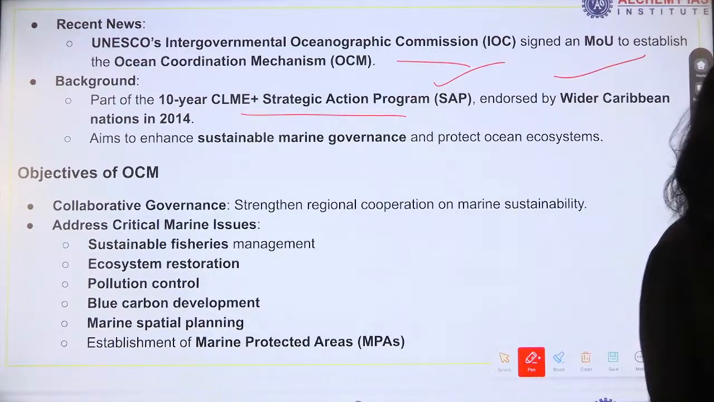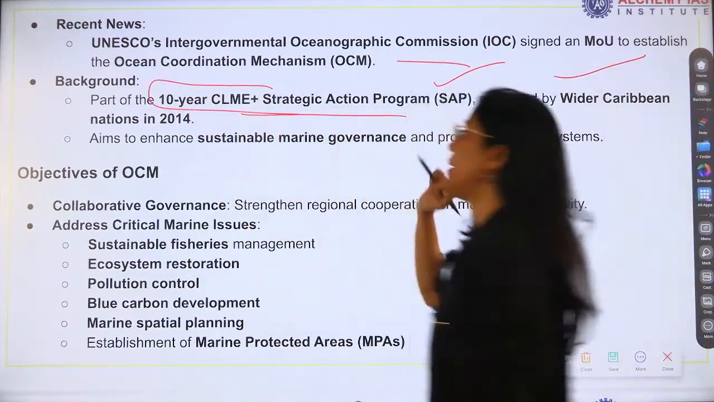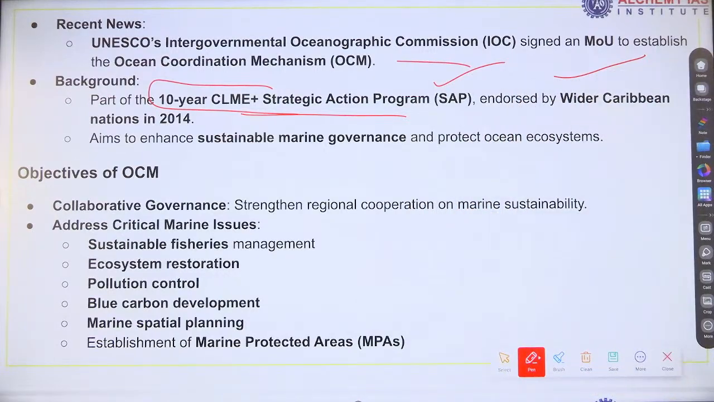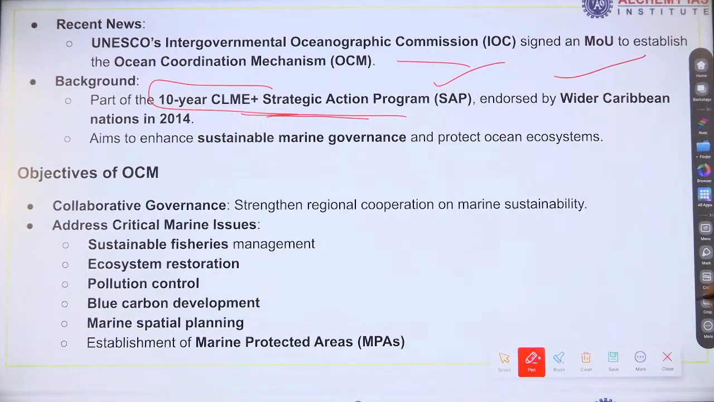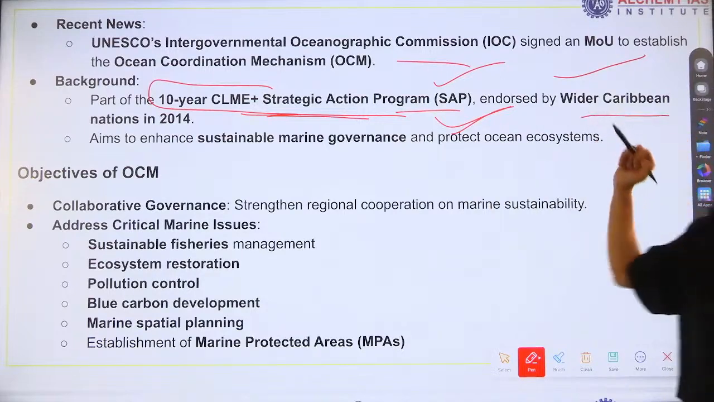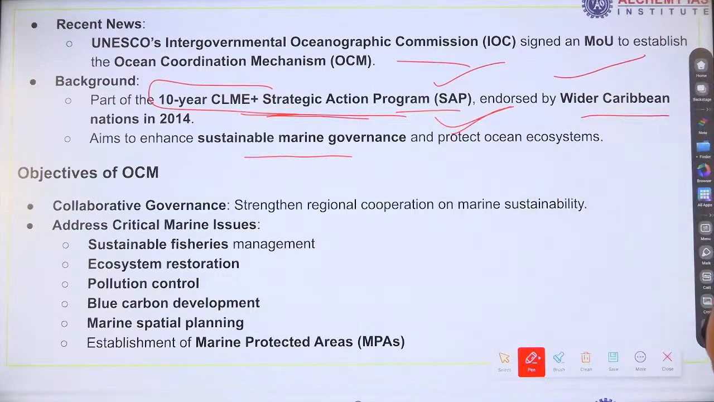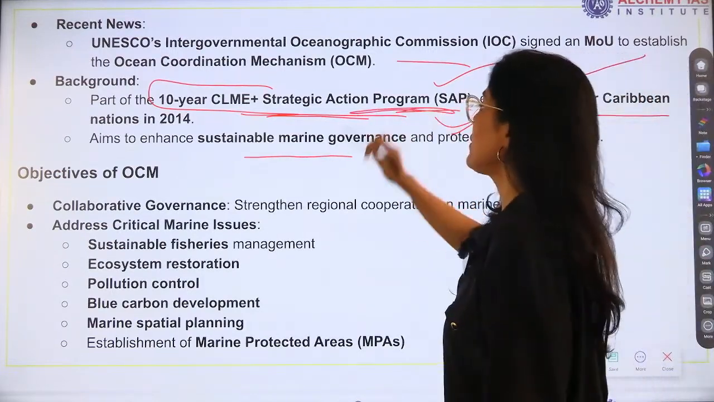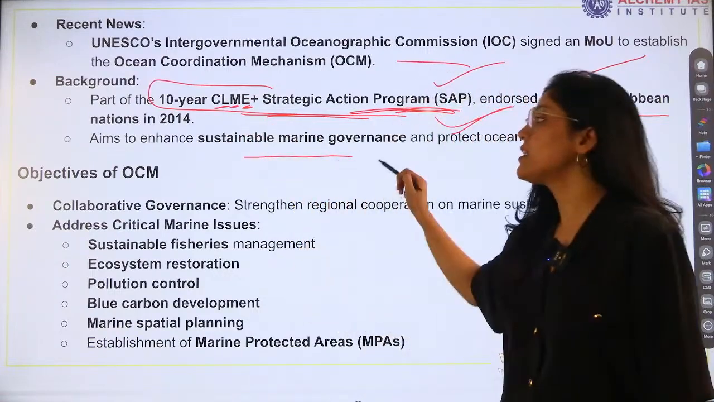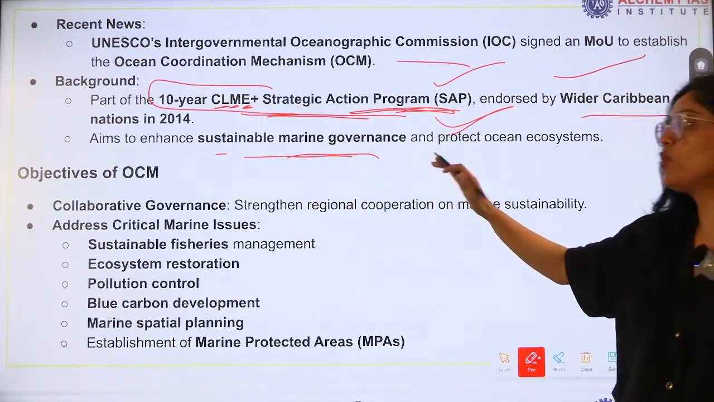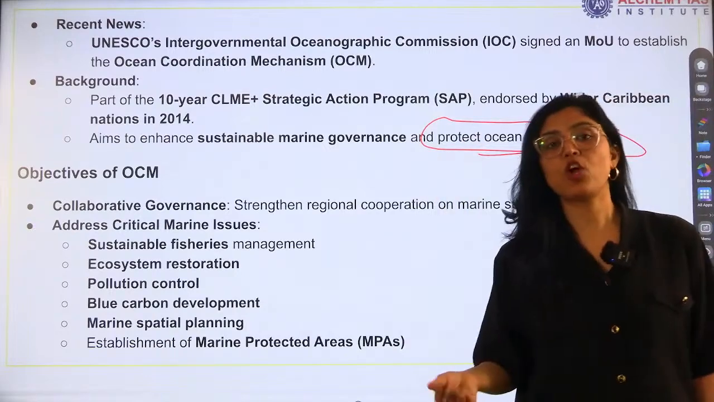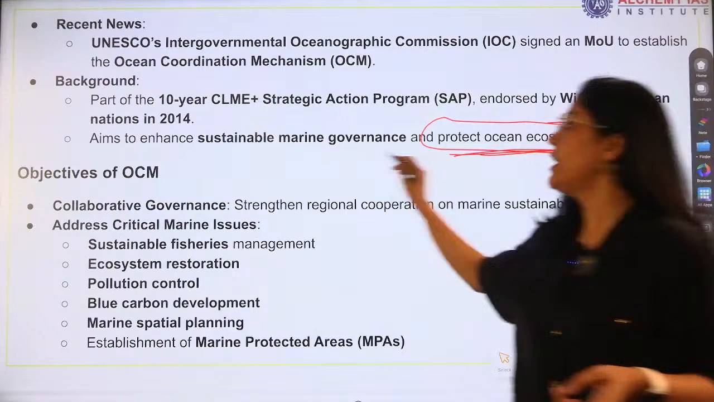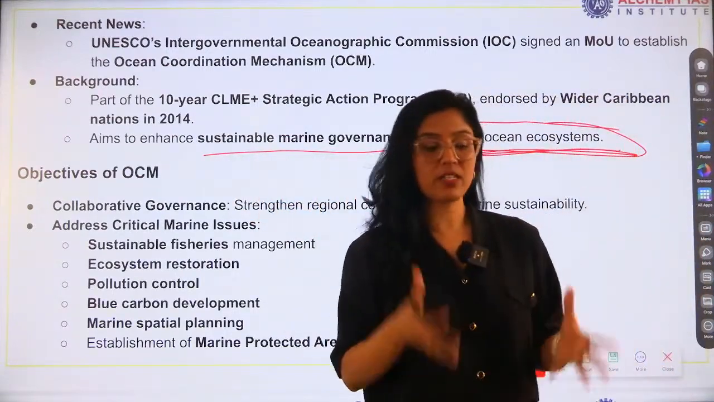Now, why? The background is that it is a part of the 10-year CLME Plus. What is the meaning of CLME Plus? Caribbean and North Brazil Shelf Strategic Action Program, SAP, endorsed by wider Caribbean nations in 2014. So this initiative started in 2014. Caribbean and North Brazil Shelf Large Marine Ecosystem. What does this initiative do? It aims to enhance sustainable marine governance and protect the ocean ecosystem. So basically, the ocean mechanism will also be working towards protecting the ocean ecosystem, protecting the ocean and sustainable marine governance, which is the call of the hour.